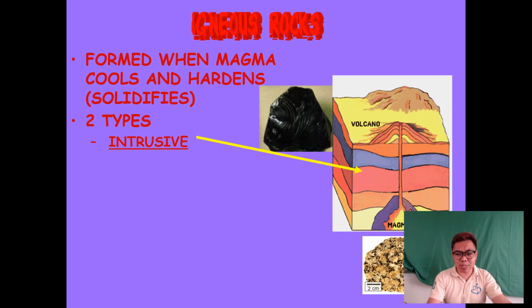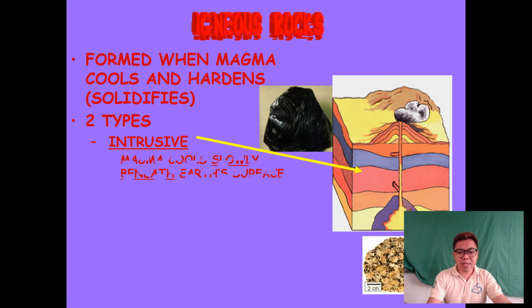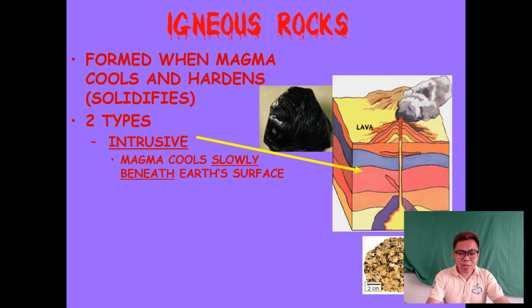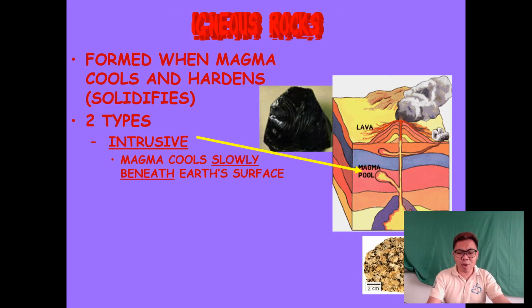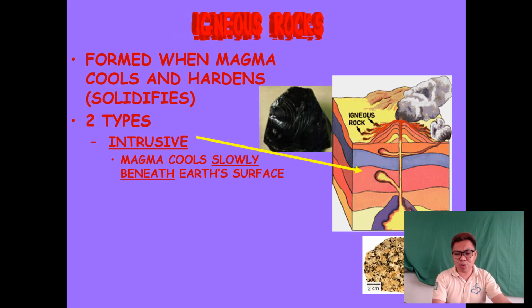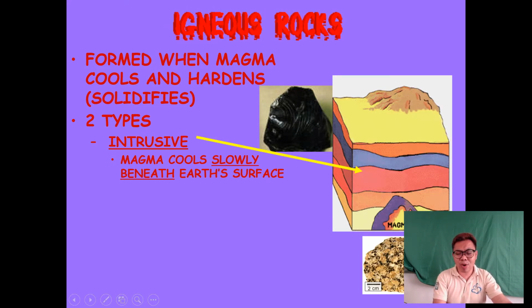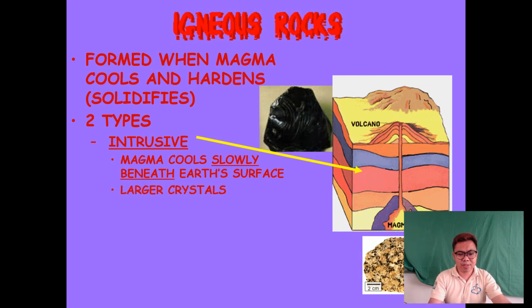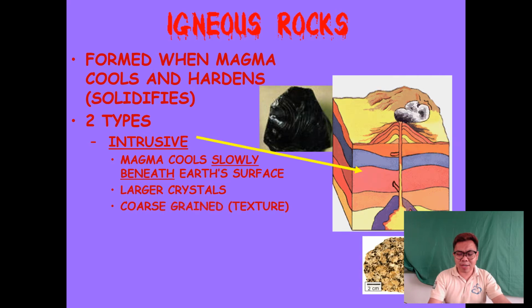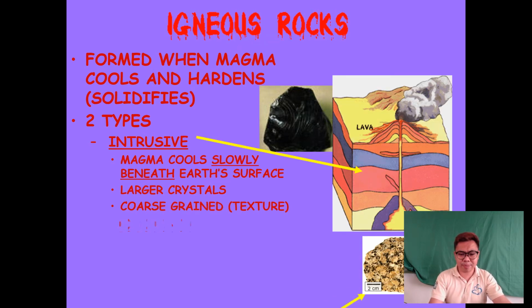We have the intrusive, and when we say intrusive, these are igneous rocks formed when magma cools slowly beneath the Earth's surface. Dito sila na-form sa tinuturo ng araw natin. Ayan. Ito po ang area where intrusive igneous rocks are formed. Diyan sila na-i-stuck. They have large crystals. It has a coarse grain or texture.